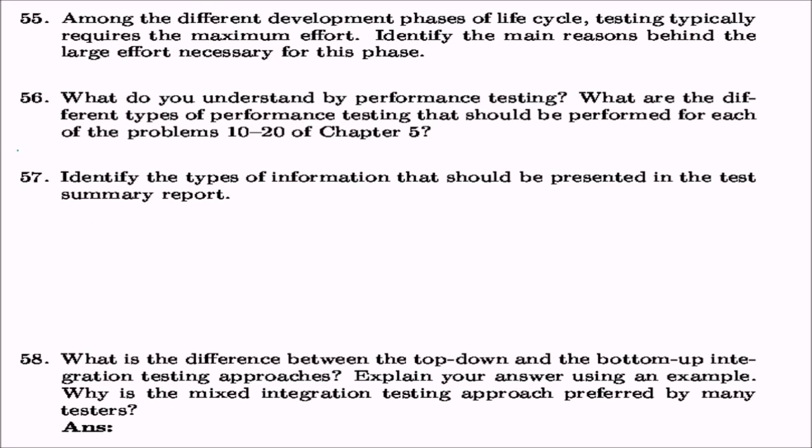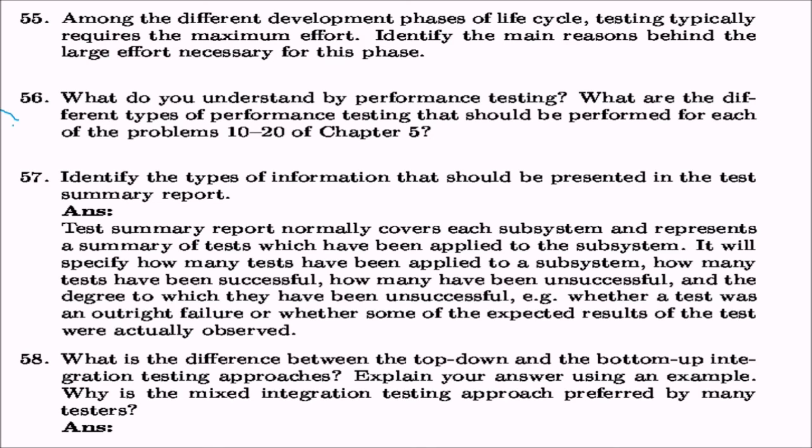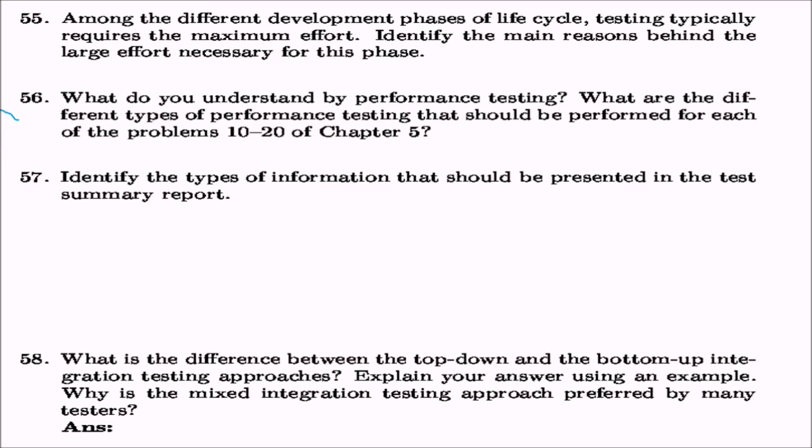Then we'll take this question 57, because 55, 56, and 57 are questions of the type which we have already seen. Identify the type of information that should be presented in the test summary report.